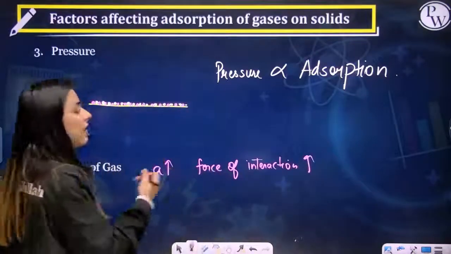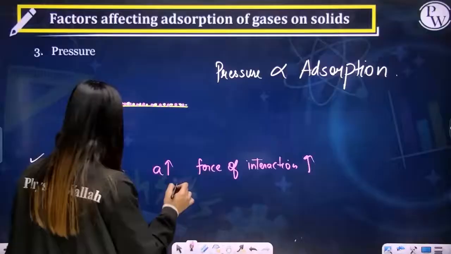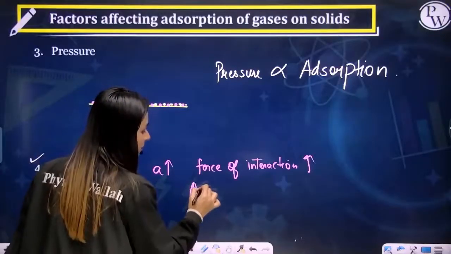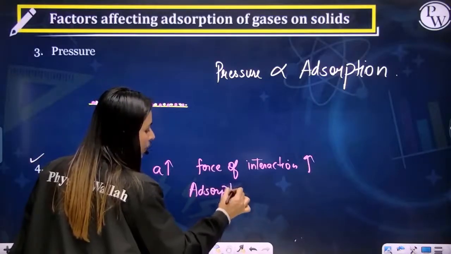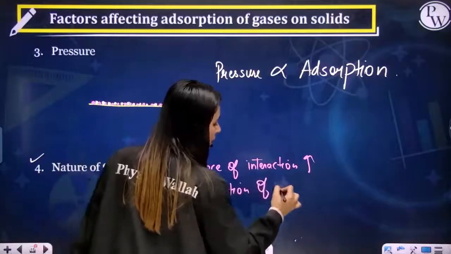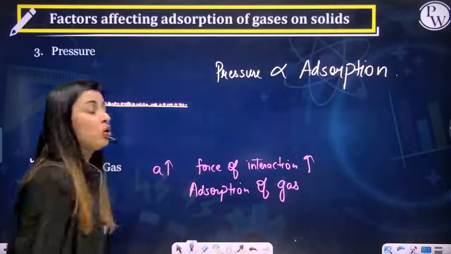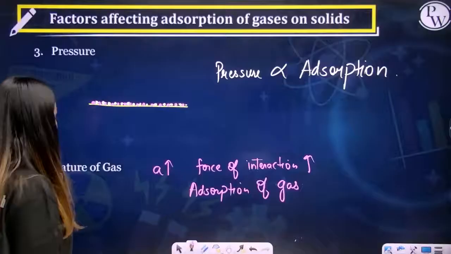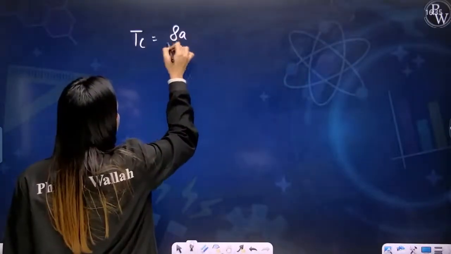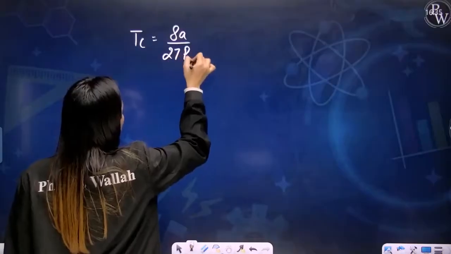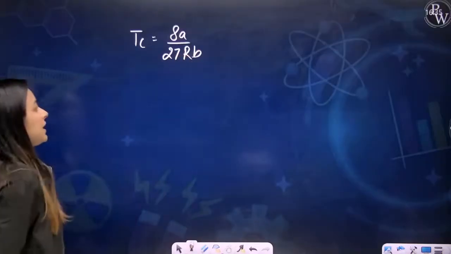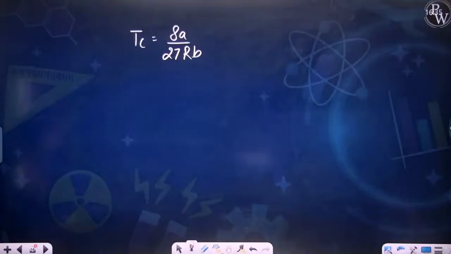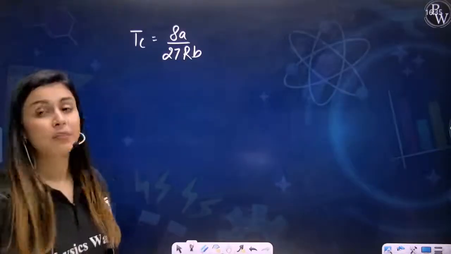And the more the A value, the more the force of interaction, the more the adsorption of gas. And all of you remember or not, I don't know, but every gas has a critical temperature Tc, which is given by 8A upon 27 RB. And this is how the critical temperature is given.